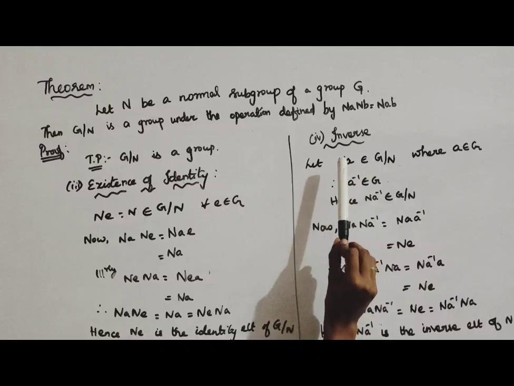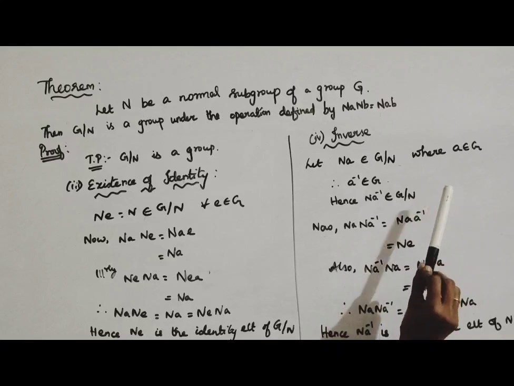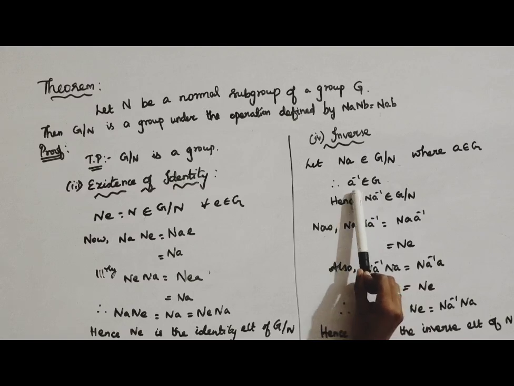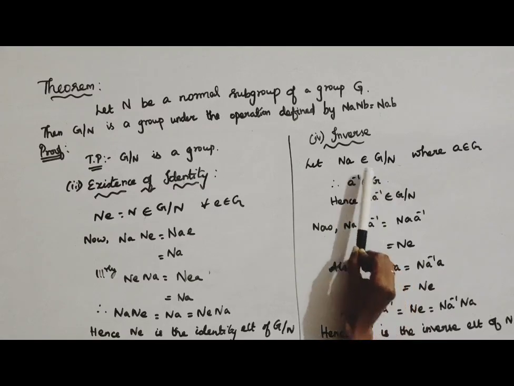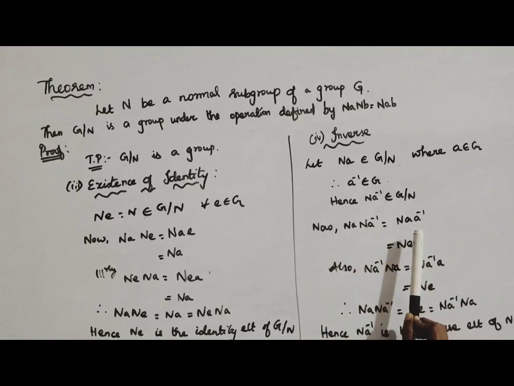Next, fourth condition is the inverse property. That is, let Na belong to G over N, where a belongs to G. Since a belongs to G, and G is a group, the inverse element exists, that is a inverse belongs to G. Hence, Na inverse belongs to the quotient group G over N. Now, Na into Na inverse can be written as Naa inverse. aa inverse is equal to e, we know that. Also, in a similar case, Na inverse into Na is equal to Na inverse a. The value of a inverse a is also e. Na Na inverse is equal to Ne, which is equal to Na inverse Na. Hence, Na inverse is the inverse element of Na.